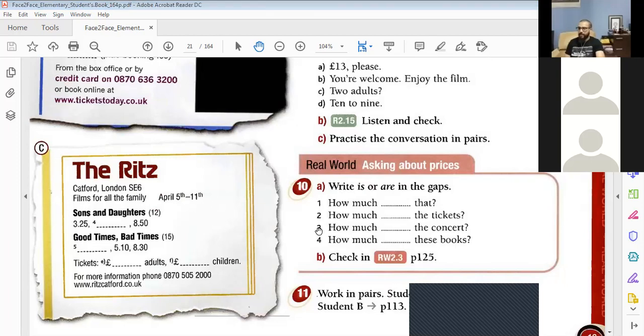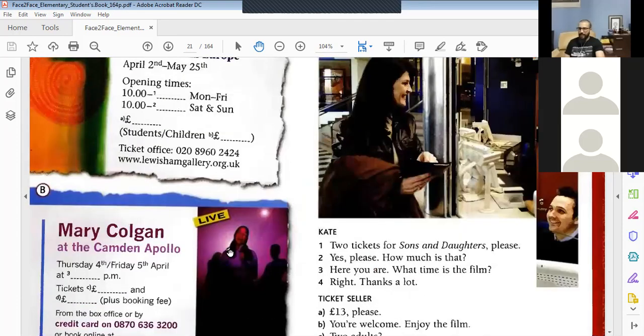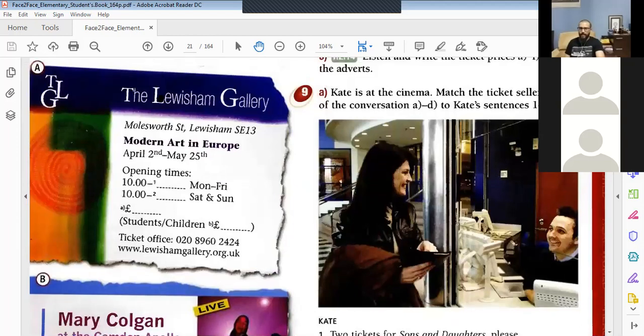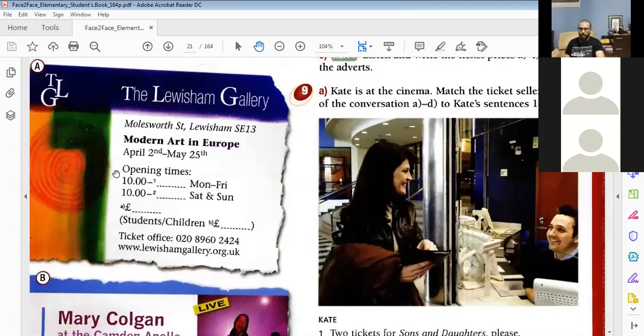Okay, let's check again. Let's check advert A. So when does the Lewisham Gallery open? What are the opening times? Monday and Friday, 10 a.m. 10 a.m.